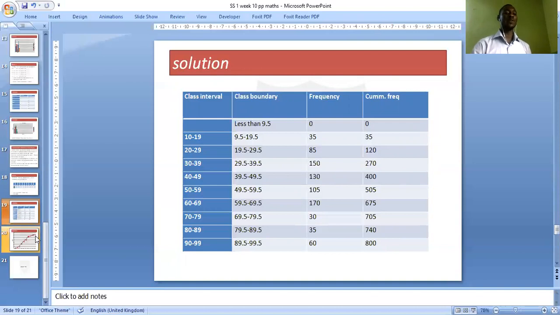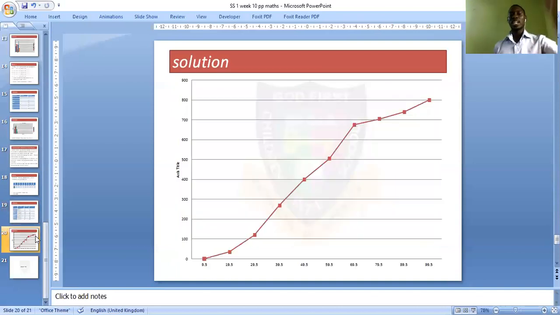So this is what the graph will look like when you draw it. You can see the cumulative frequency is represented on the vertical axis, and the horizontal axis represents the upper class boundary. You know our upper class boundary starts from 19.5, but you have to start from the lower class boundary of the first class, which is 9.5, with a frequency of 0 to touch the horizontal axis. And each point is represented like this. So this is the cumulative frequency curve or OGIVE.